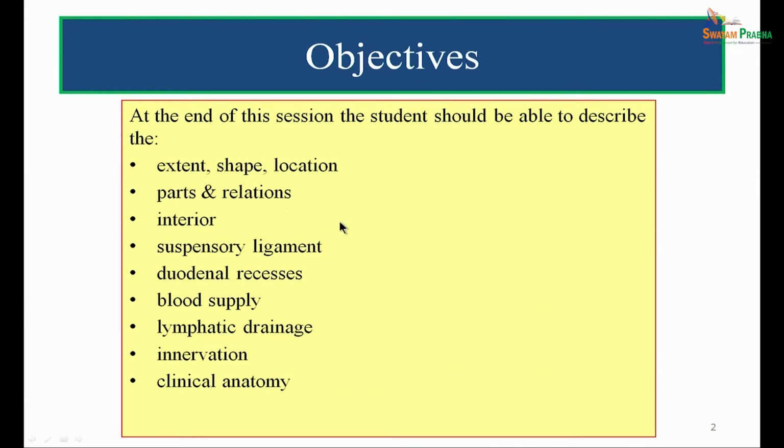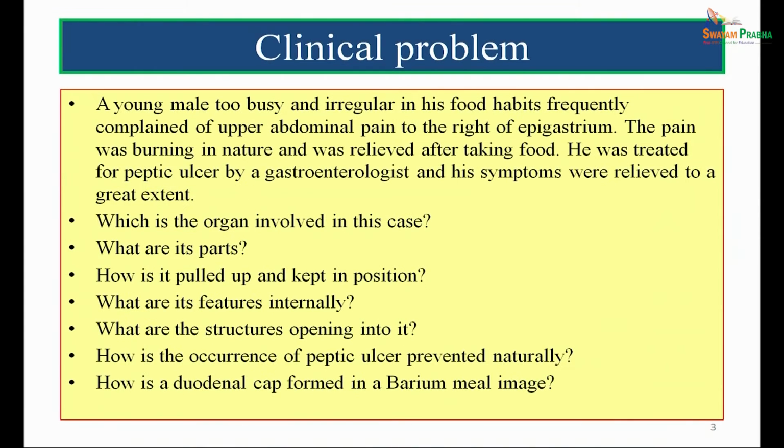What are the objectives of this session? After going through this entire session, the student should be able to describe the extent, shape, location, parts and relations, interior, suspensory ligament, duodenal recesses, blood supply, lymphatic drainage, innervation and clinical anatomy of duodenum. These are the objectives that should be met at the end of this session.